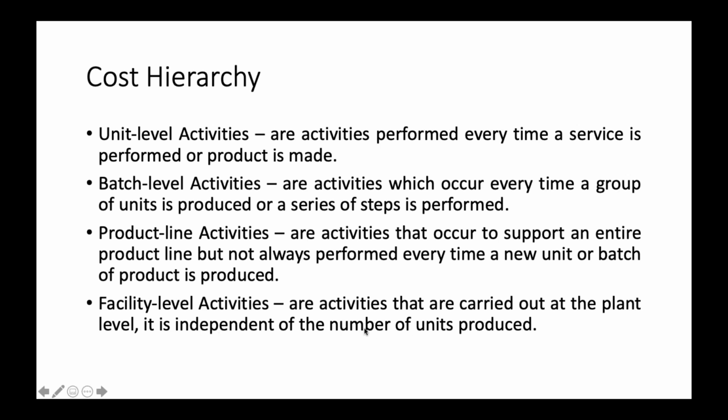Facility level are activities that are carried out at the plant level, independent of the number of units produced. For example, depreciation of the entire building. This is a facility level activity because even if we produce more or less than the planned number of units to be produced, we will still incur depreciation of the building.